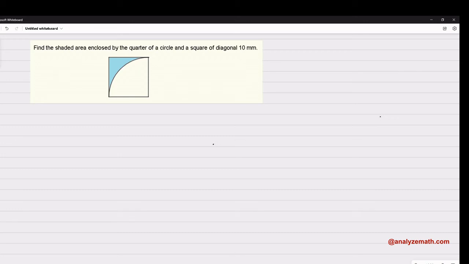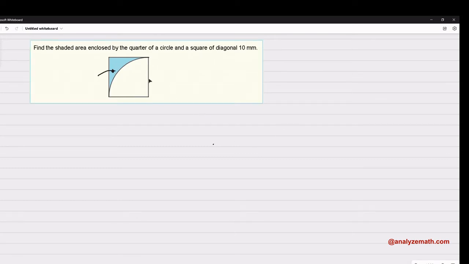Now, in this problem, we are asked to find the area of the shaded region, this one here, and it's enclosed between the quarter of a circle. This is the quarter of a circle, and the square. This is the square. Okay, good.